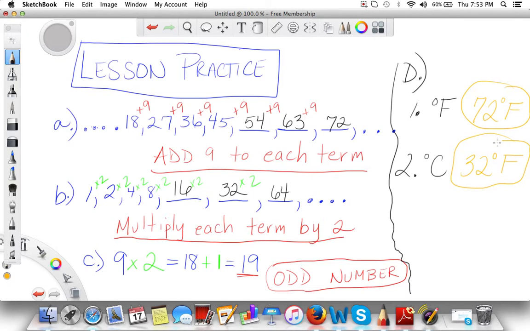And that's what we have. So that's our lesson practice. Keep in mind that we do have a break at the bottom of that thermometer, and that just means that instead of them writing all of the degrees up the entire thermometer, they put a break so that you can see what was there before.